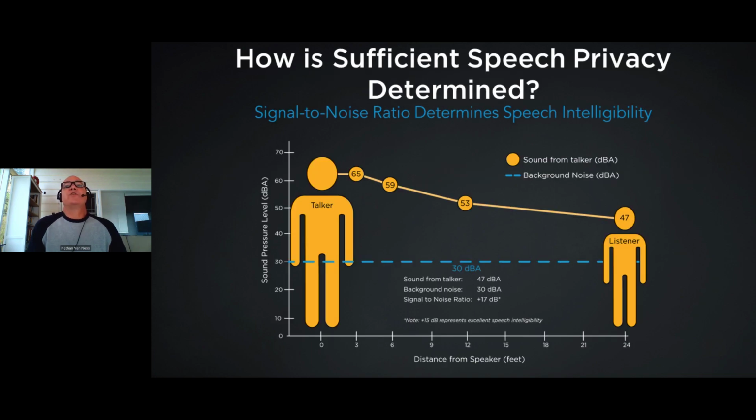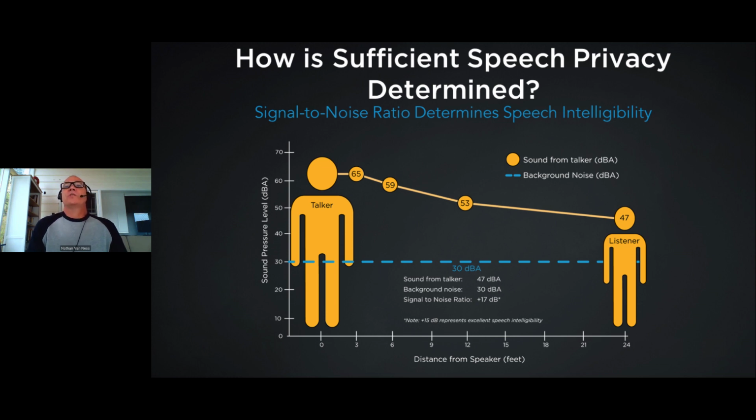But how is a sufficient level of speech privacy quantified? Remember, we want the speech to be unintelligible when it reaches the listener's ears. To that end, we use a measurement called signal-to-noise ratio to determine how much ambient noise should be added to an environment to make speech unintelligible. Simply put, signal-to-noise ratio is the difference between a person's voice and the background sound level at the listener's ear.